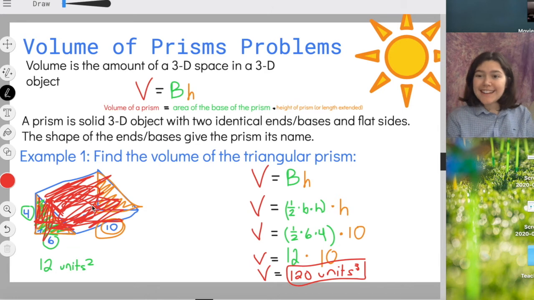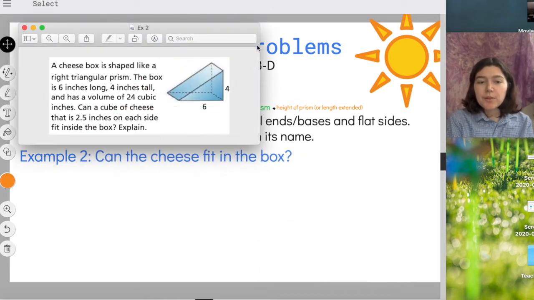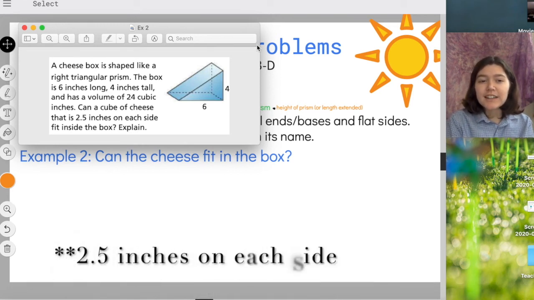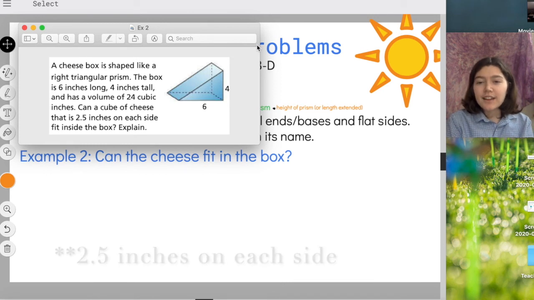Okay, we're going to look at now a little bit more of an application example. So for our second example, this one's going to be a little bit more challenging. It's a word problem. A cheese box is shaped like a right triangular prism, just like we just worked with. The box is 6 inches long, 4 inches tall, and has a volume of 24 cubic inches. Can a cube of cheese that's 2 inches on each side fit inside the box?